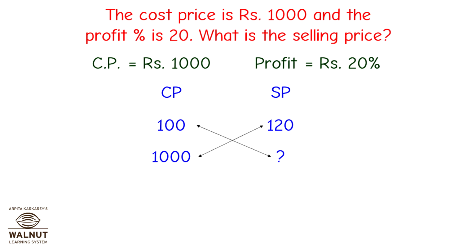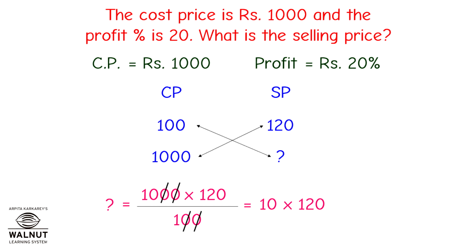Doing the cross multiplication, we get question mark is equal to 1000 into 120 divided by 100. We simplify this and we get 10 multiplied by 120, that is equal to rupees 1200. So for rupees 1000 CP, the selling price is rupees 1200.